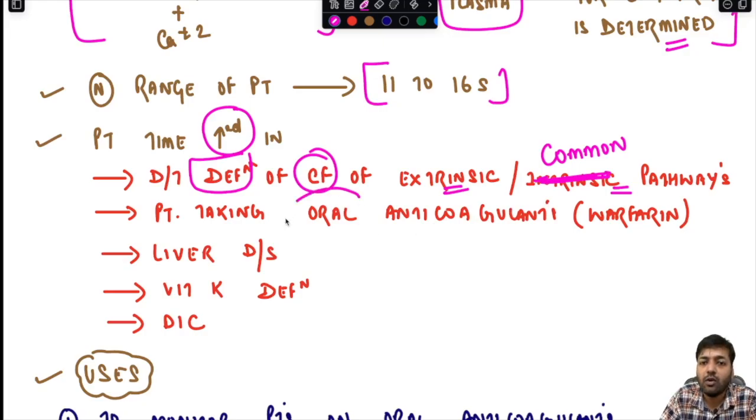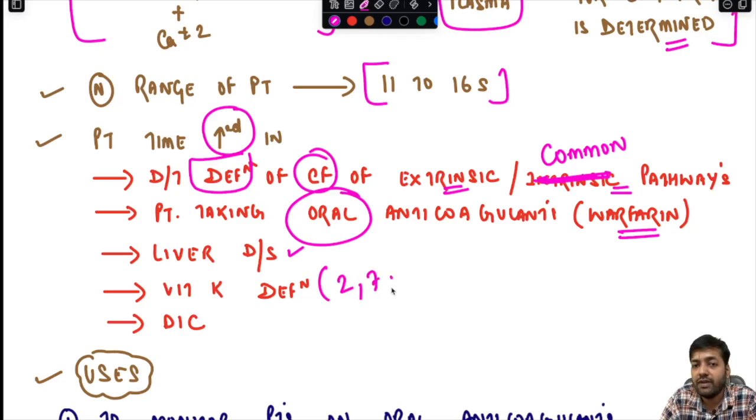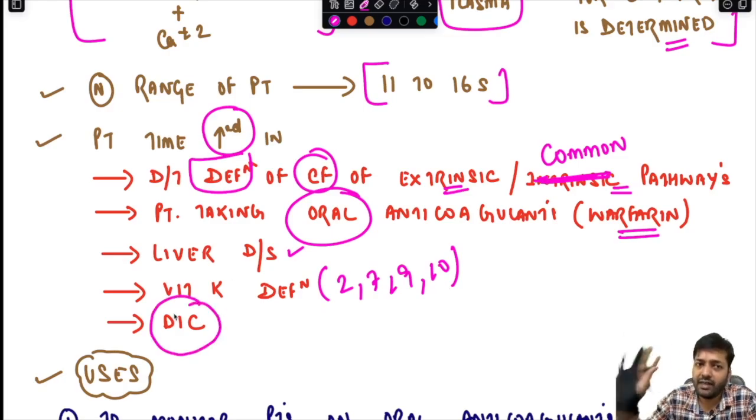Or if the patient is on oral anticoagulants like warfarin, or the patient is suffering from severe liver disease, or vitamin K deficiency. What are the vitamin K dependent clotting factors? 2, 7, 9, 10. Vitamin K is important for gamma carboxylation of these clotting factors. Or in case of DIC, in DIC all the parameters are abnormal.